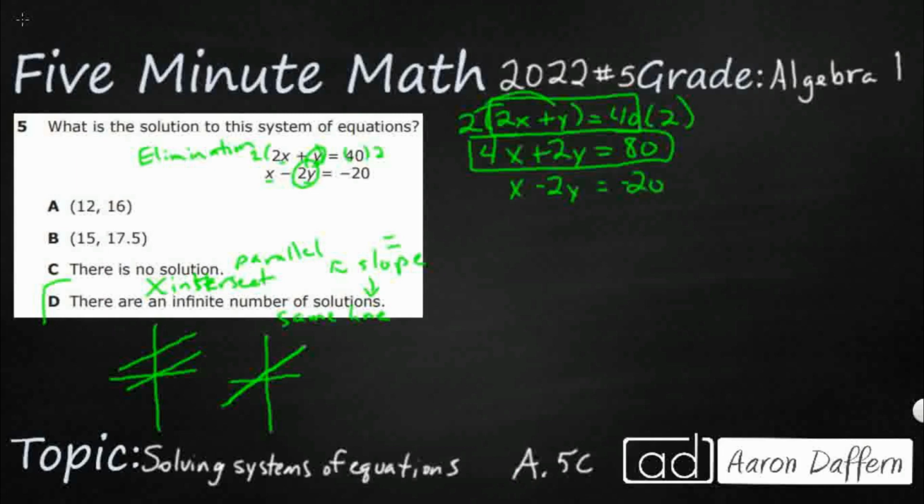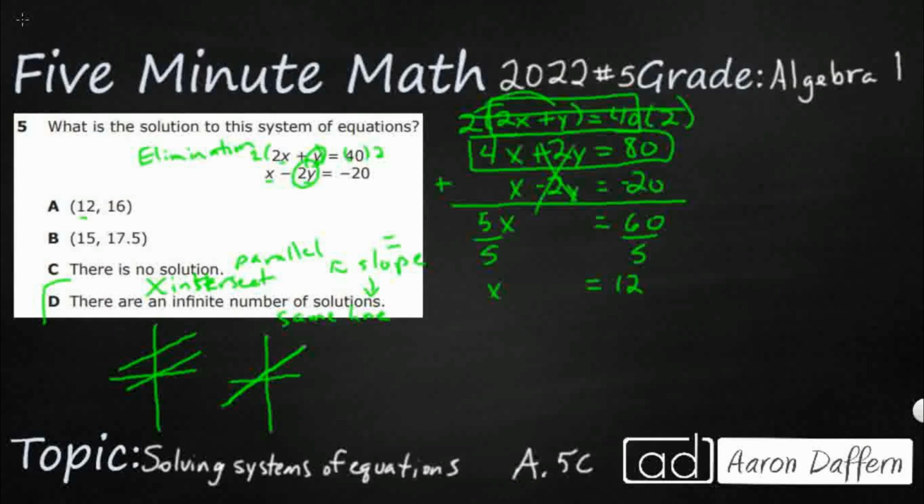Now I can add these two. Because if I add these two, 4x plus x equals 5x. That's what elimination does. But look at this. I've got plus 2y minus 2y. That's what I'm wanting. I'm eliminating a variable. 80 plus negative 20, that's 60. So if I divide both sides by 5, x is going to equal 12. Okay, so it looks like I've got an option right there.